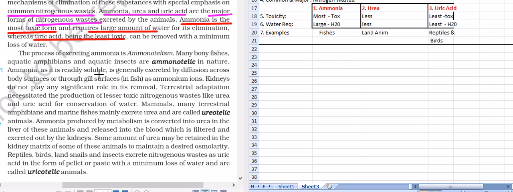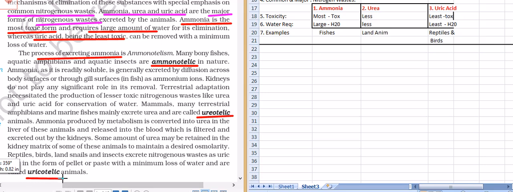Hi, let's continue. The next is the process of excreting waste. That is, for example, ammonia. That type of organism will be called ammonotelic. Some others will be using urea, that will be called ureotelic. Third is uric acid, that will be uricotelic.